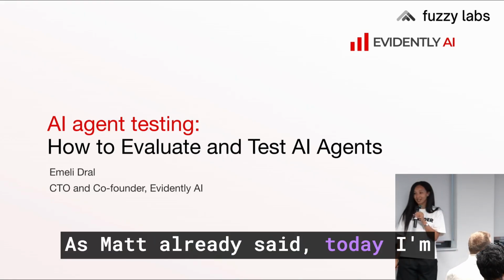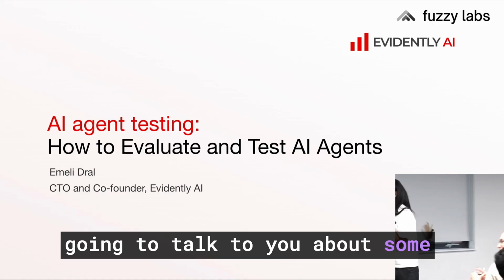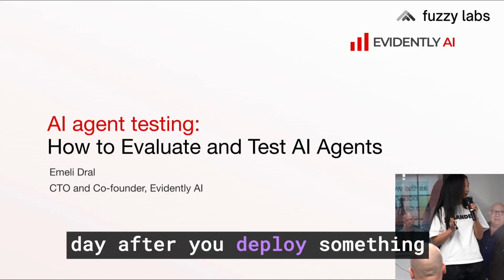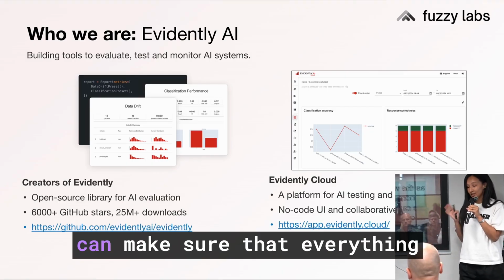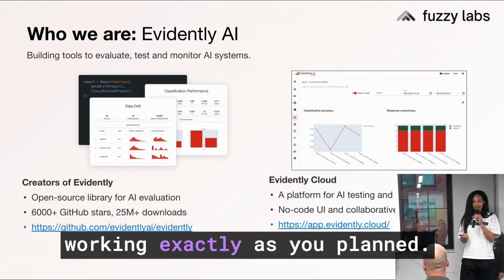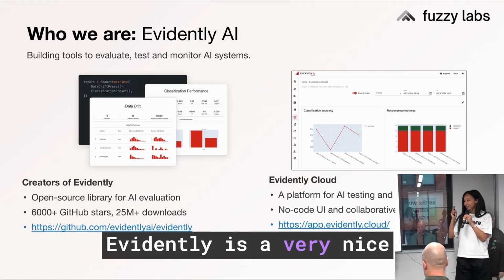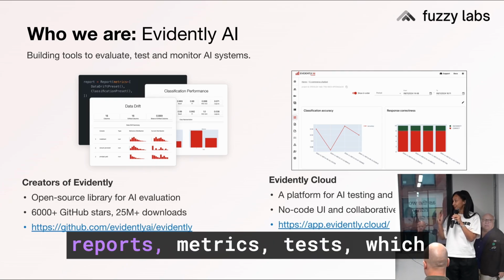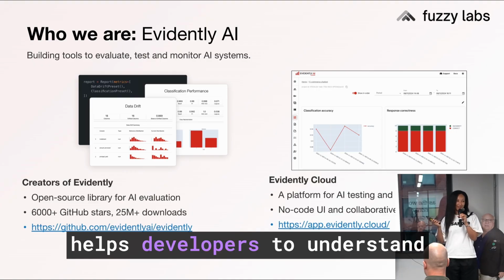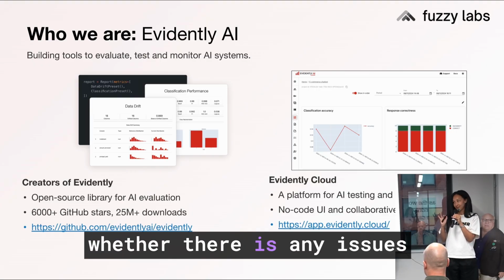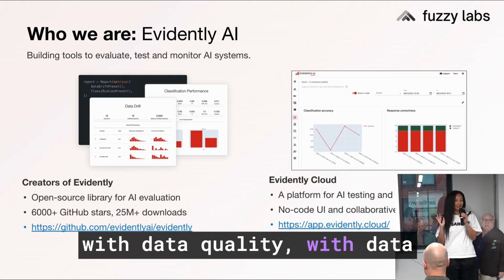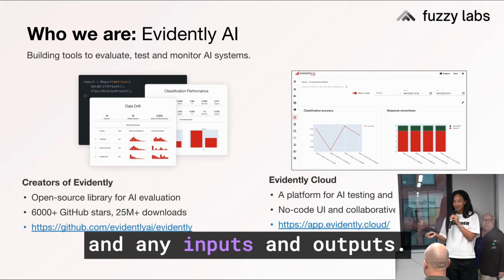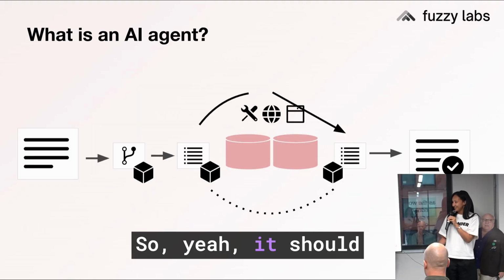As Matt already said, today I'm going to talk to you about AI evaluations, because it's really, really important the day after you deploy something to production, so that you can make sure that everything is working exactly as you planned. Evidently is a very nice open source product. I built it, I love it. And we do have a lot of different reports, metrics, and tests, which help developers to understand whether there are any issues with data quality, with data drift, with LLM and AI applications, and any inputs and outputs. So yeah, it should be very interesting.